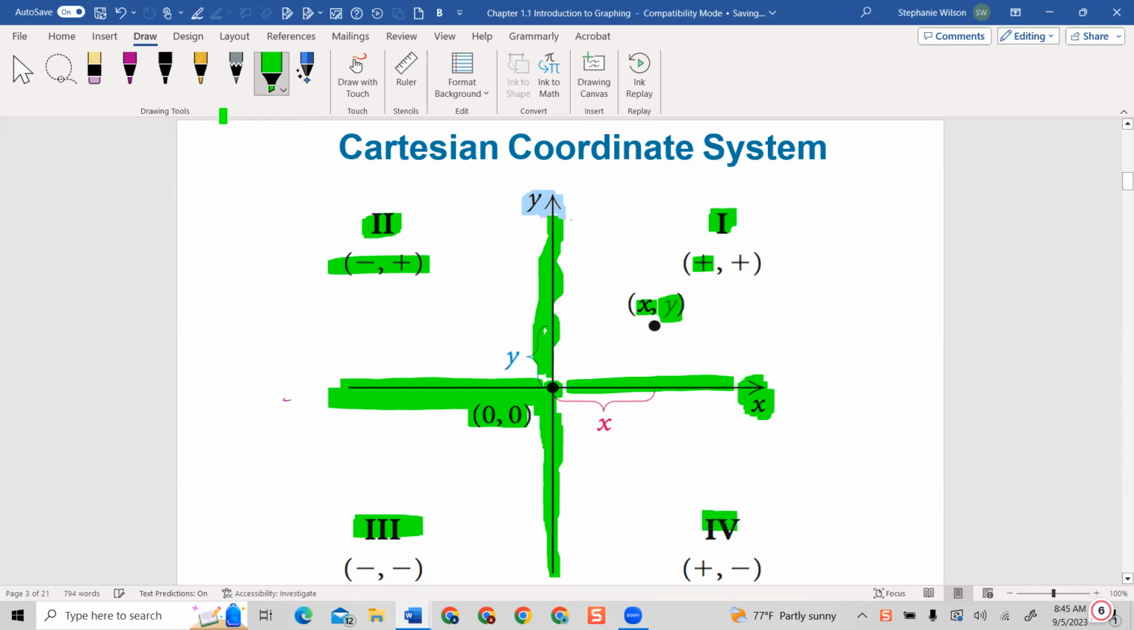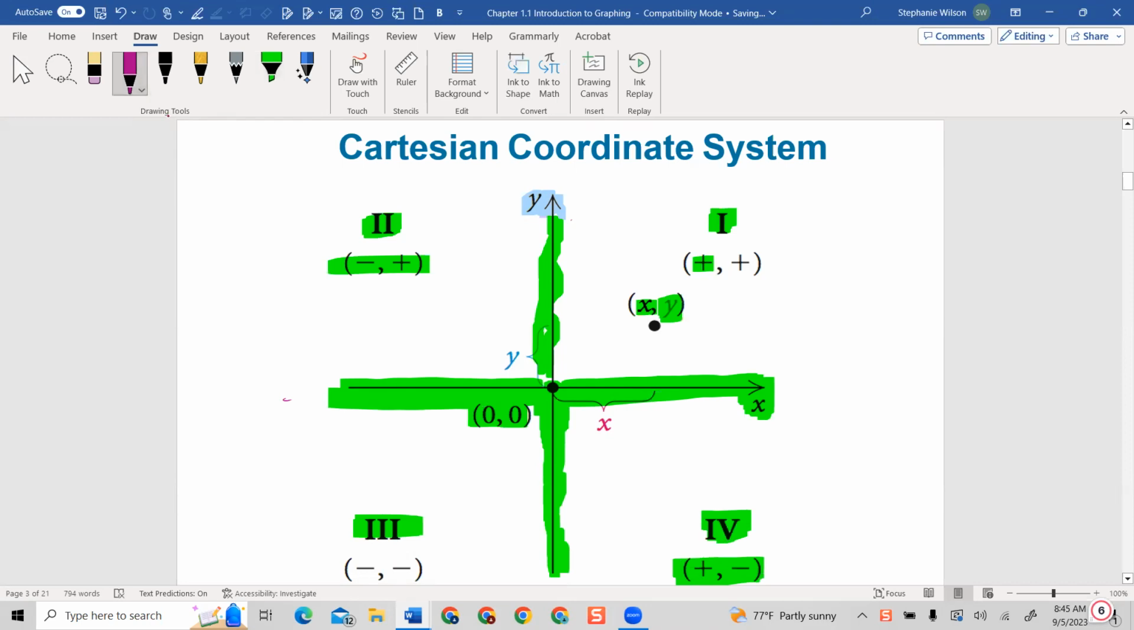Now let's look at the fourth quadrant. Well, we're moving to the right, the other side of the origin, so x is positive, and we're moving downward for y. Y is negative. This is our ordered pair we have here.